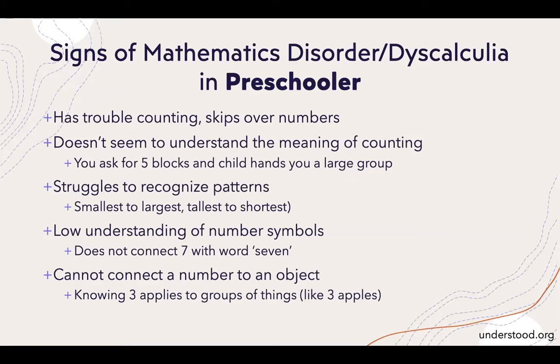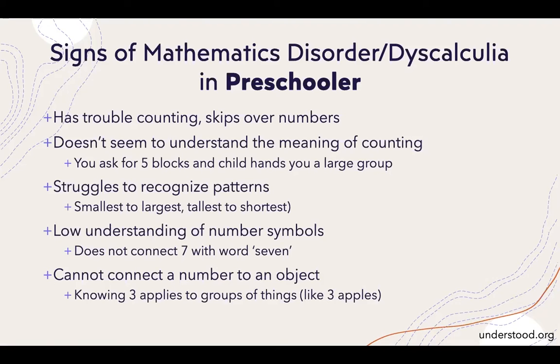So here are some signs of having a math disorder, and this is in the preschool range. Preschoolers who are having trouble counting and skipping over numbers may struggle with math. Children who don't seem to understand the meaning of counting, certainly. So when you ask a young child or a preschooler for 5 blocks, and that child just hands you a group of blocks, they may not really understand the concept of counting.